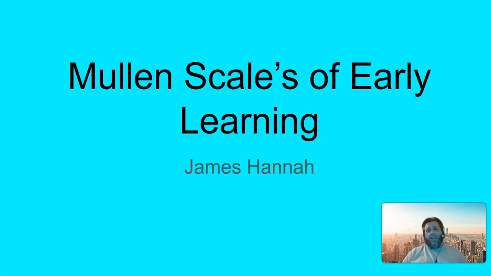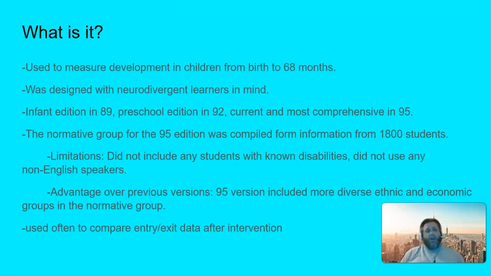I'm here to talk about the Mullens Scale of Early Learning. It is a developmental test for children, all children, from birth to 68 months. It was originally designed with neurodivergent learners in mind, although nothing specific. The most recent version was published in 1995, also considered the most comprehensive because it covers a larger age group, and for the normative groups, they covered a much larger group of 1,800 students, all from different ethnic backgrounds and socioeconomic backgrounds.